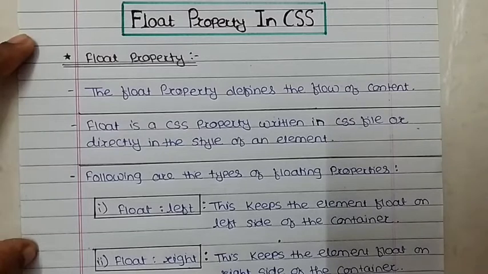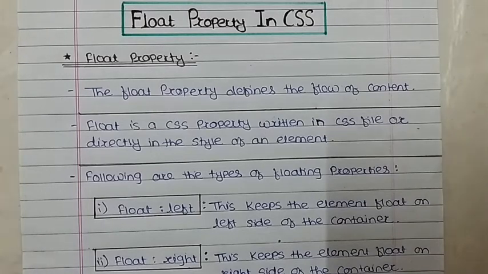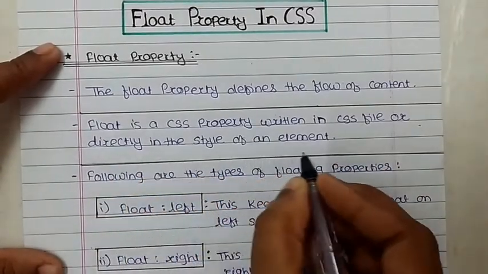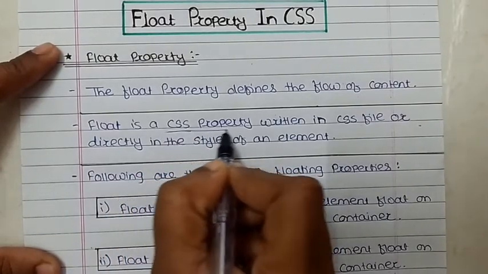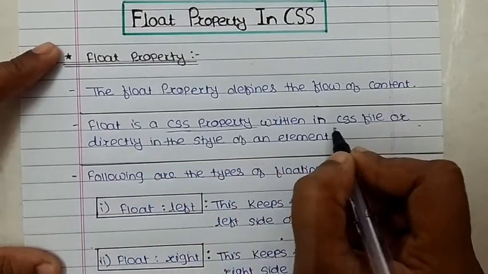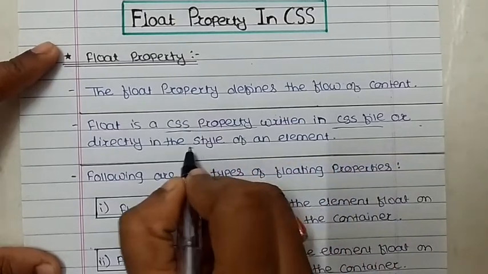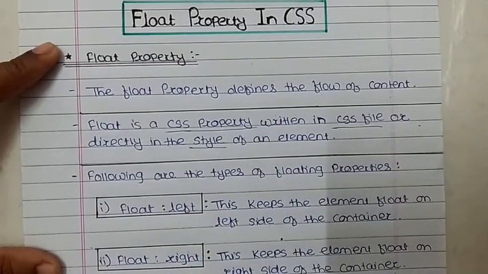Flow of the content means what? At what position or at what side the given text is arranged. Suppose I want to arrange or set the h1 tag at the top left or top right corner, then we use a float property. Float is a CSS property written in a CSS file or directly in the style of an element. Okay, float property is what? It is a CSS property, so it is written either in a CSS file or directly in the style tag.